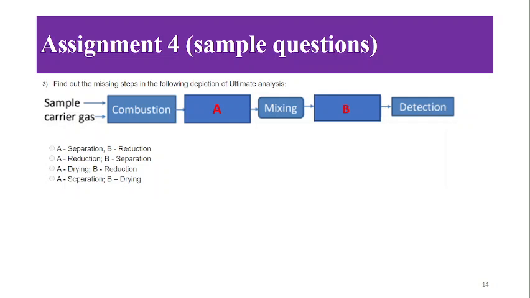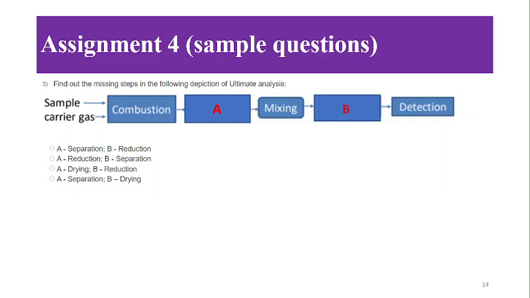Option B? Option C. Option C. Why do you think so? Option C. Because in B it should be reduction, because the complex compound should be reduced to the ultimate forms of CHNS.